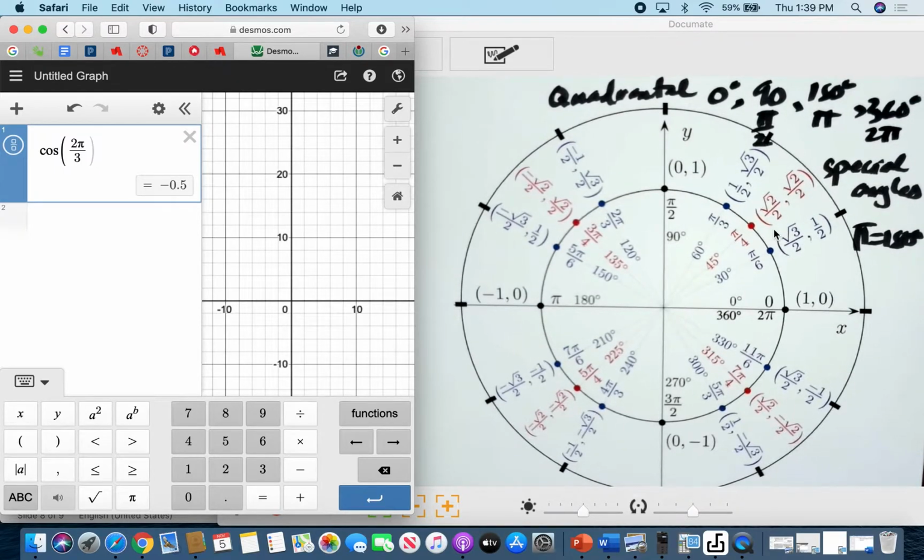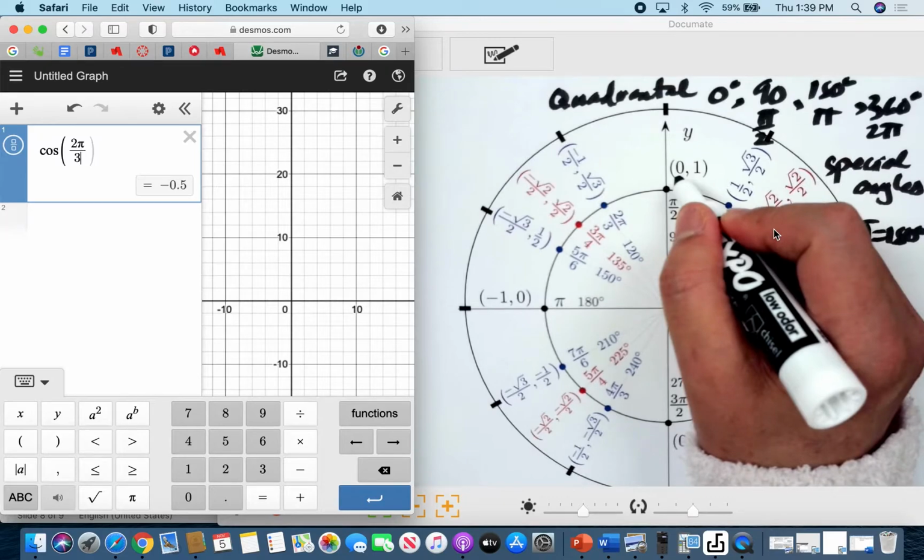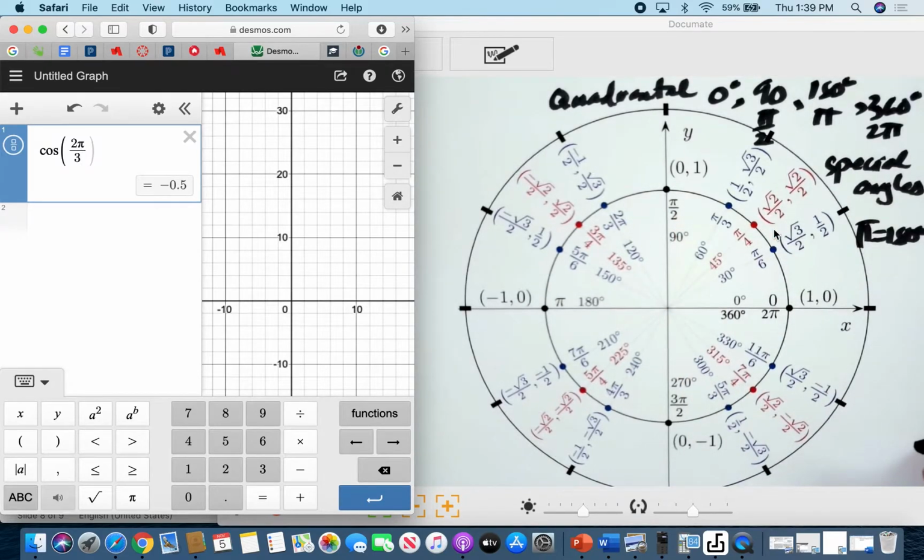So before, when they asked me, what is the value of tangent 90 degrees? I know that tangent is y over x, and y is 1 and x is 0. So I would know that tangent 90 is undefined because there is no way for me to find it using a calculator because we don't have it. We just have the unit circle.